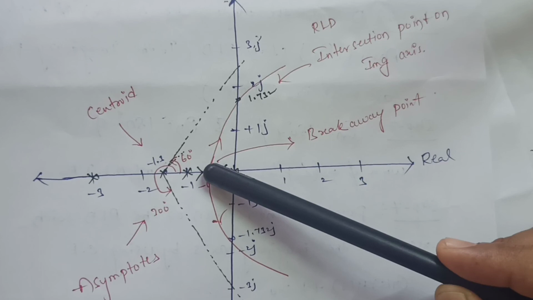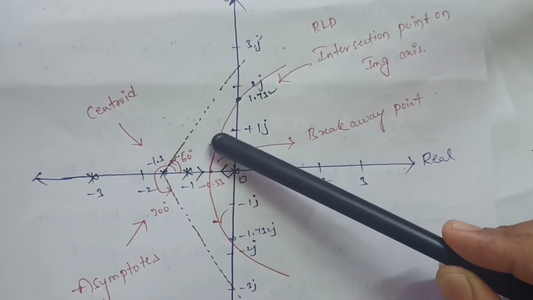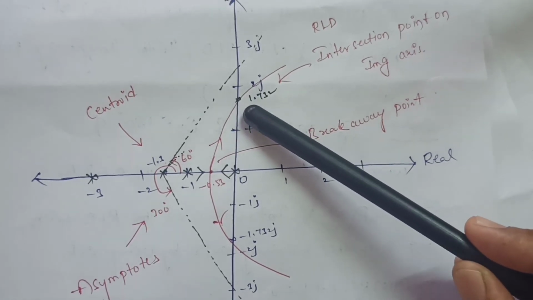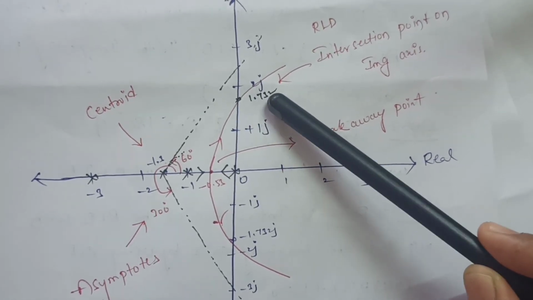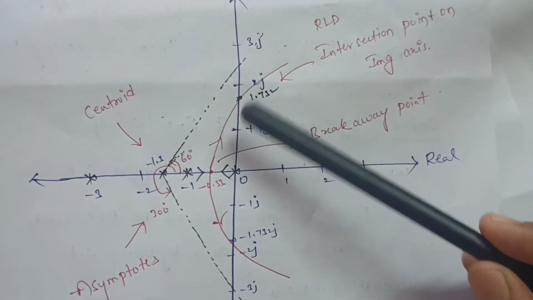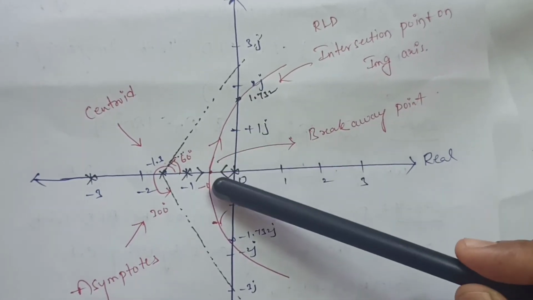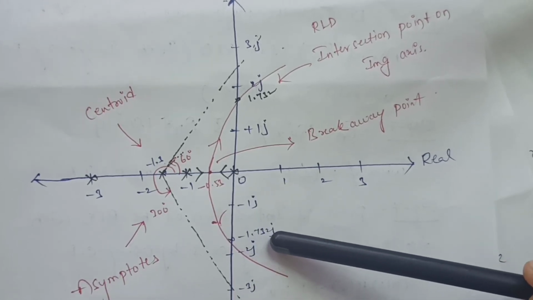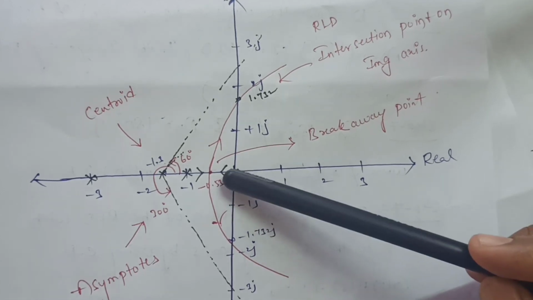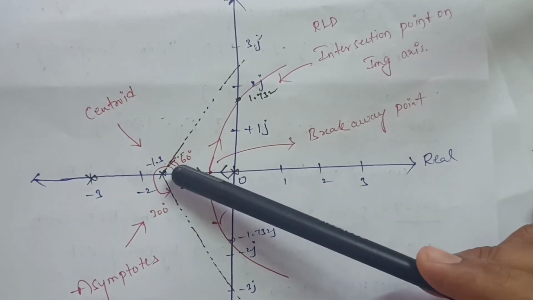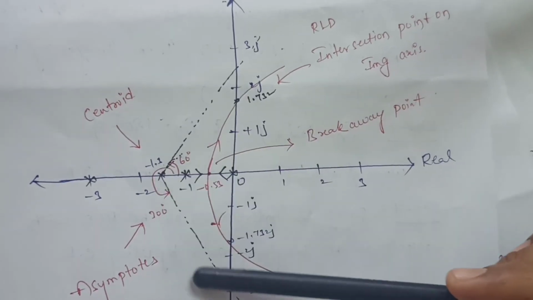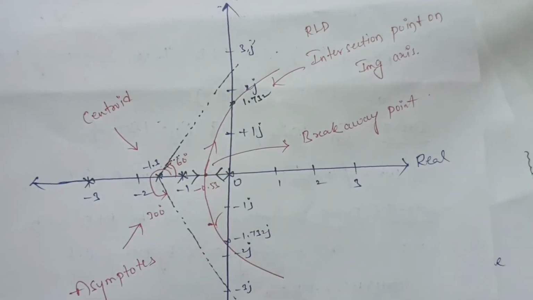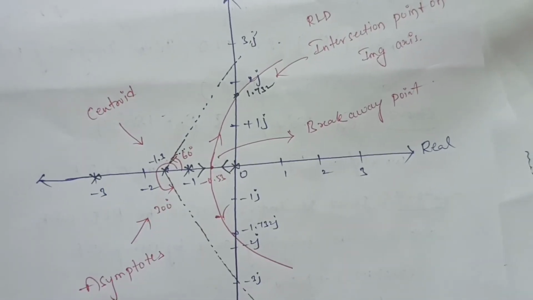Now if you draw the root locus, it touches the imaginary axis at plus 1.732j on the positive side. Coming to the negative side, the same root locus touches at minus 1.732j. Okay, this is our breakaway point. This is the centroid point. From the centroid point I am taking the asymptote angles. Okay, this is nothing but the intersection point. This is the total figure of this open loop transfer function by using these steps.